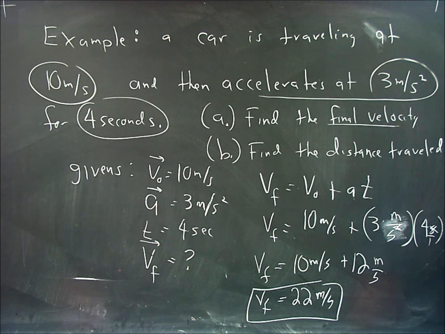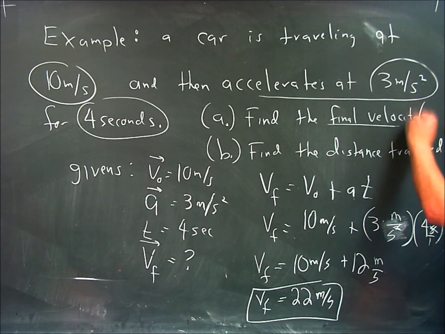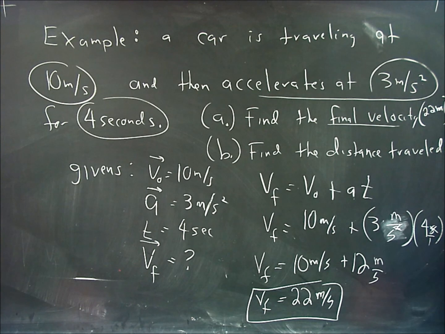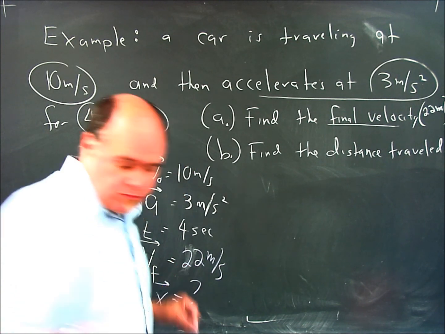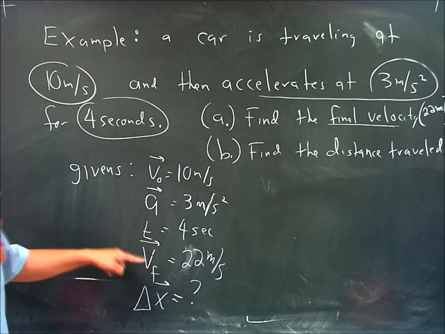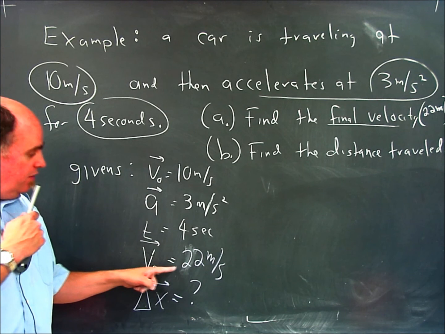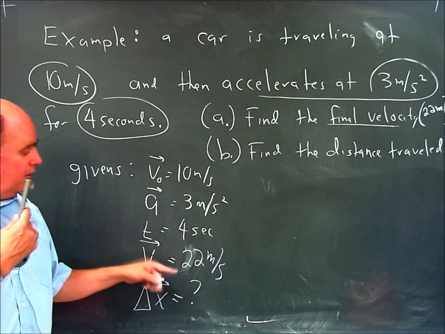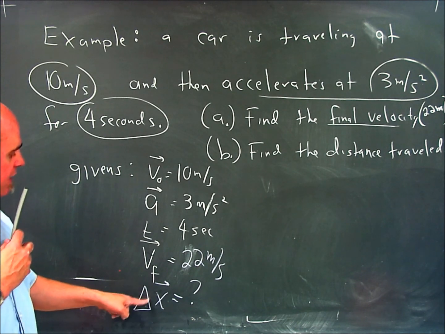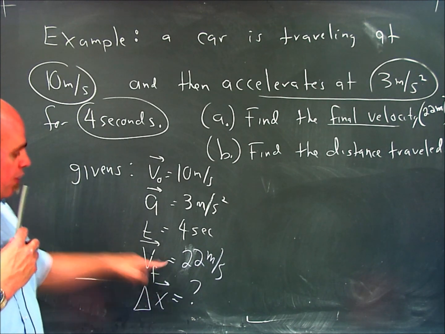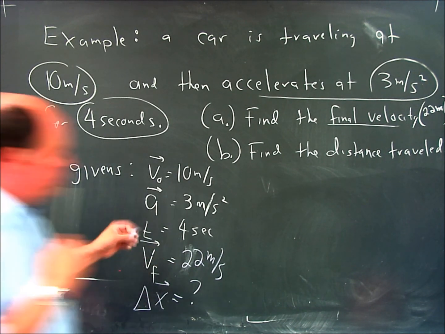So we now know that the A piece came up with an answer of 22 meters per second. And what about the B piece? What I've done is I've written in the V final because we know what the V final is. The V final came out to be 22 meters per second. We can use it if we like. We don't have to use it if we don't want to. They're saying find the delta x here. So if we don't trust this V final, we don't have to use it. We could use a formula that looks like this.